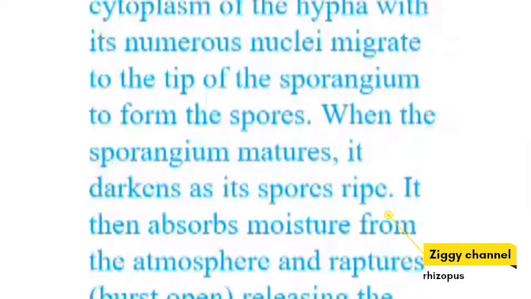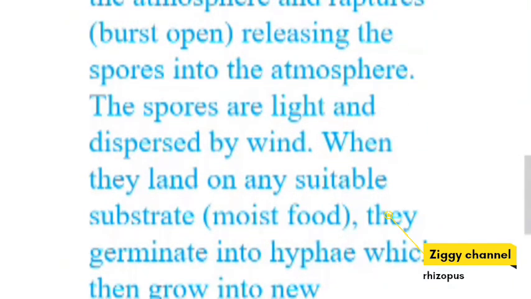When the sporangium matures, it darkens as its spores ripen. It then absorbs moisture from the atmosphere and ruptures, bursts open, releasing the spores into the atmosphere. The spores are light and dispersed by wind. When they land on any suitable substrate, moist food, they germinate into hypha which then grow into new mycelium.